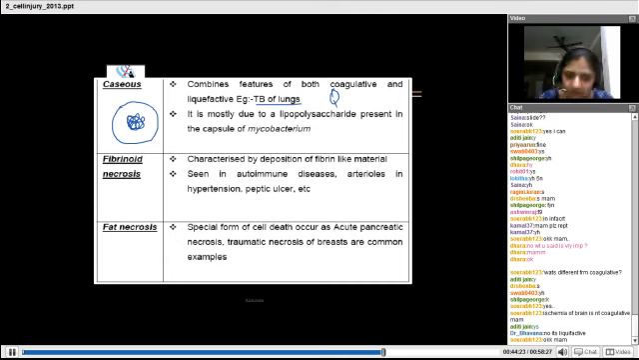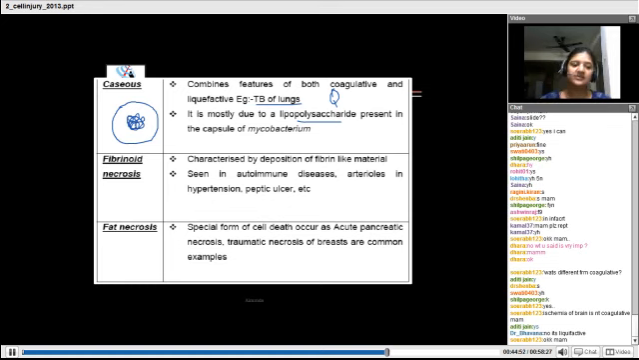And the main reason why this happens, it's only seen in TB, caseous necrosis. Why does it happen? It is because of the contribution of the cell membrane of the cell. The capsule of your mycobacterium contains lipopolysaccharide. Its content comes out, and it forms a cheesy material in the center of the cell. So that's caseous necrosis.